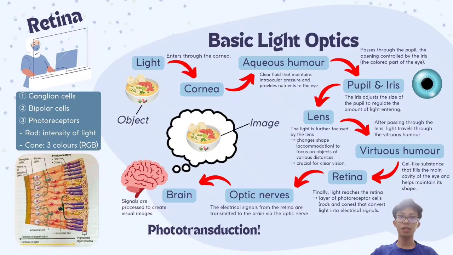On top of that, I would like to elaborate on the basic light optics that happen in our eyes. As we can see from the flow chart, light enters through the cornea and passes through the aqueous humor, which is the clear fluid that maintains intraocular pressure and provides nutrients to the eyes. Then the light will pass through the pupil, which is controlled by the iris, the colored part of our eyes.